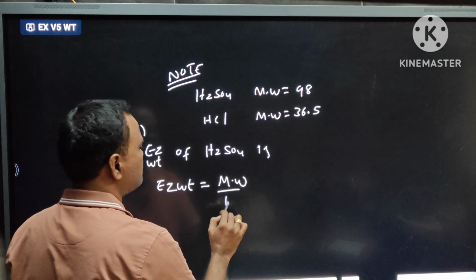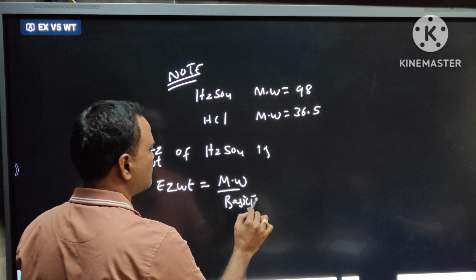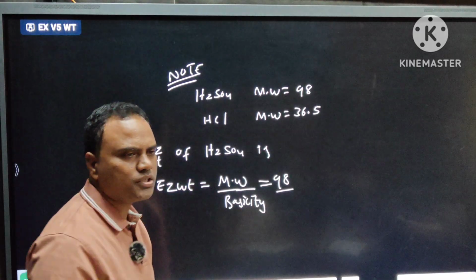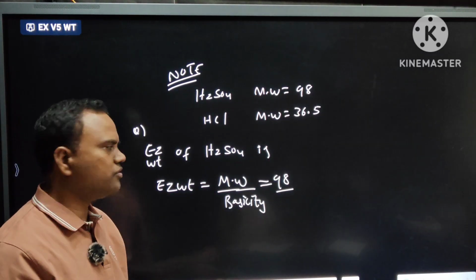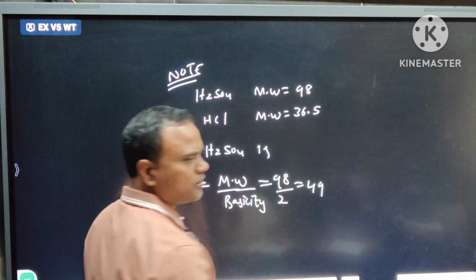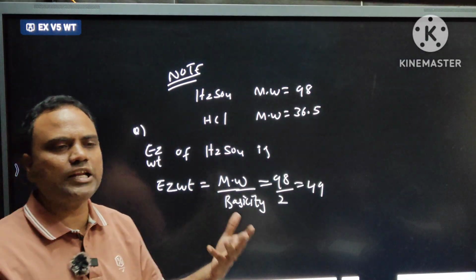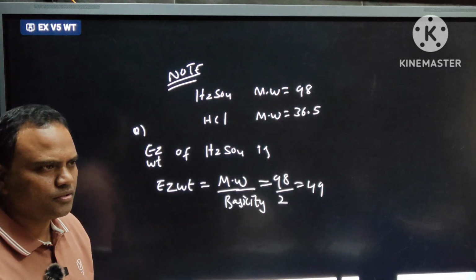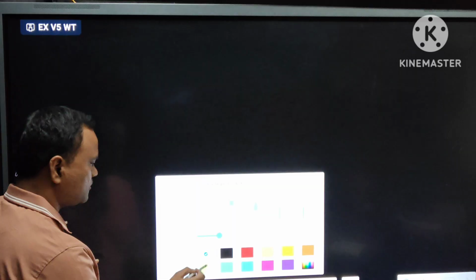Equivalent weight is molecular weight divided by basicity. Molecular weight of sulfuric acid is 98, and basicity is 2, how many H plus ions it gives? 2. So 49 is the equivalent weight. We use this equivalent weight in normality numericals. Another concentration term is there, na? Normality. Okay. Note down this question.